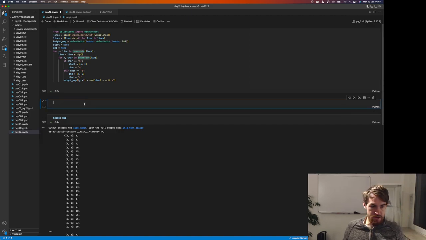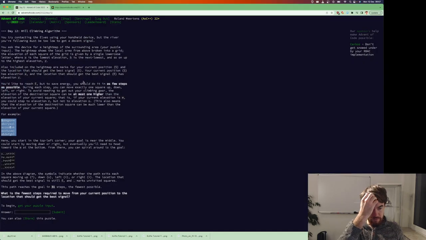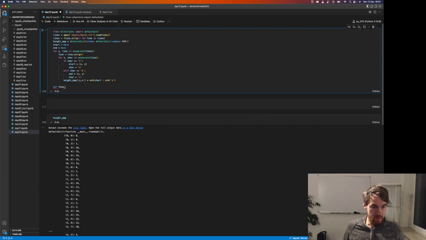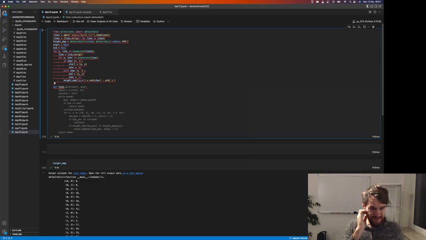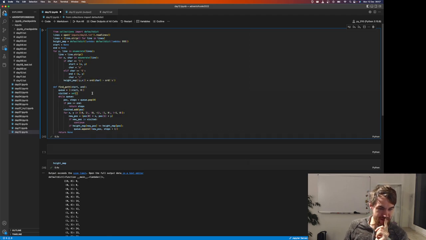And now the question is, what is the amount of steps towards the goal? What are we going to do? I guess we are going to do A star. Okay, yeah. Holy shit, this is so much cheating. Okay, we indeed want to have a queue, we indeed want to have a set of visited nodes. While there is a queue, queue.pop, if pos is end return steps, perfect, visited.add this position.